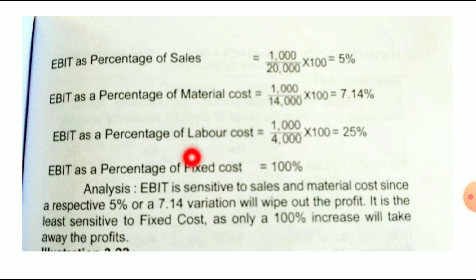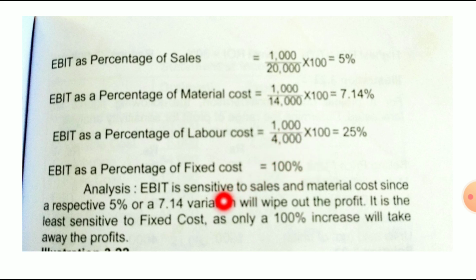Then EBIT as a percentage of labor cost. So 1000 divided by 4000 into 100, so it is 25%. So here EBIT is 1000, labor cost is 4000. So percentage of EBIT to labor cost is 25%. So 25% increase in labor cost will wipe out the profit, will make our profit 0. EBIT as a percentage of fixed cost is 100%. That means 1000 divided by 1000 into 100, so it is 100%.